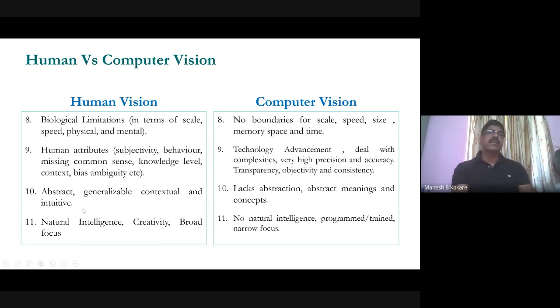The next difference between the human vision system and the computer vision system is that the human system gives abstract, generalizable, contextual, and intuitive understanding, whereas computer vision lacks abstraction, abstract meaning, and concepts. In the human vision system, natural intelligence, creativity, and broad focus are there, whereas there is no natural intelligence in computer vision. We have to do the programming and train the computer. So focus will be narrow, whereas in the human vision system, focus will be broad. So all these 8 element differences are there between the human vision system and the computer vision system.